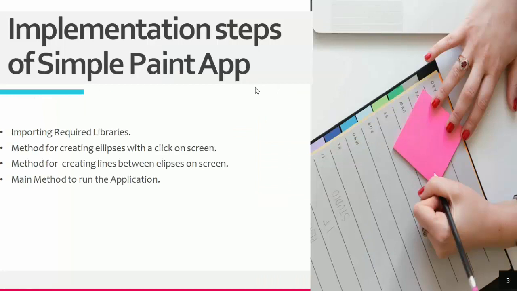Now let us look at the implementation steps of the simple paint app. The first thing required is importing the required libraries. The second step is we need to create a method for creating ellipses with a click on the screen. The third step is we need to create a method for creating lines between those ellipses on screen. The last step is creating a main method to run the application, in which the two methods I have mentioned will be provided, and we'll be running the program.